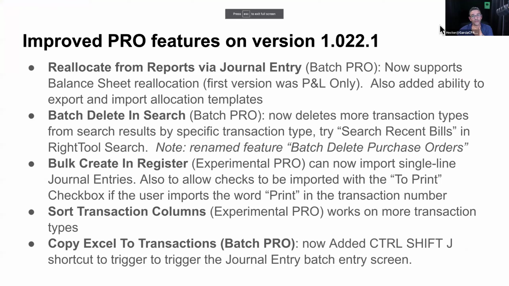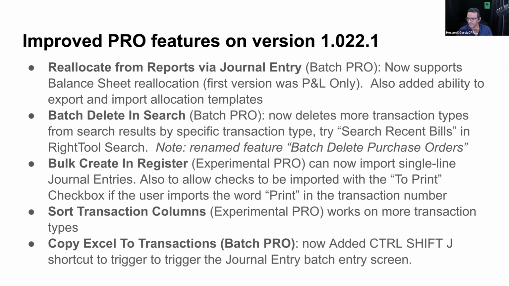Again, so I don't want to go way past the time. We added batch delete in search. So if you go into RightTool search and type search recent bills, search recent invoices, search recent purchase orders, if you do all the search recent, you can turn on this feature and you can batch delete transactions from there. I think we can do bills, invoices, purchase orders, expenses, right?